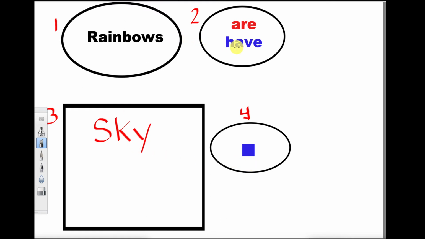Okay, so let's move on to "have." Rainbows have. So let's pose a new question. What do rainbows have? And when I asked that question, some of the kids said, rainbows have different colors. Rainbows have different colors. So we are going to write "colors."